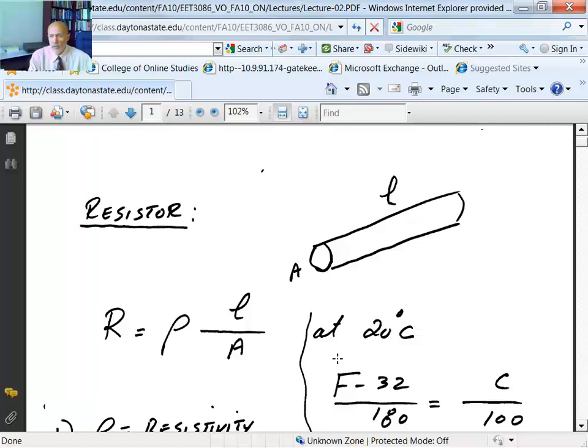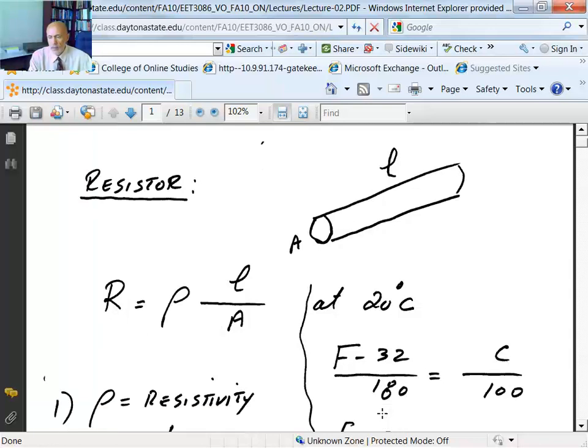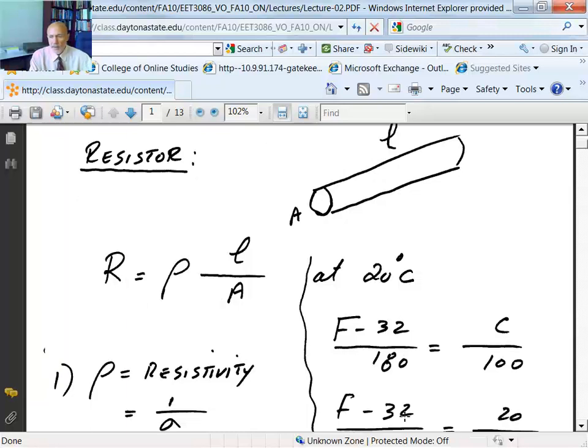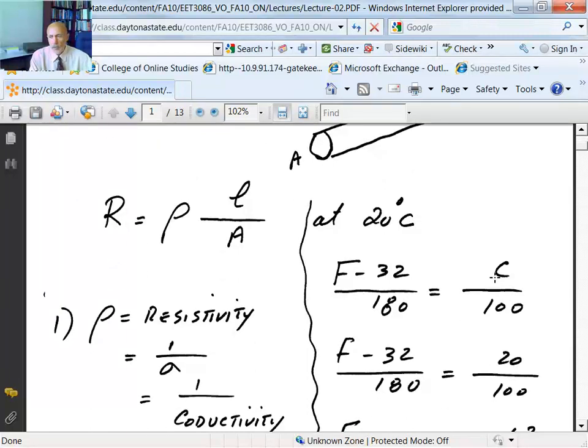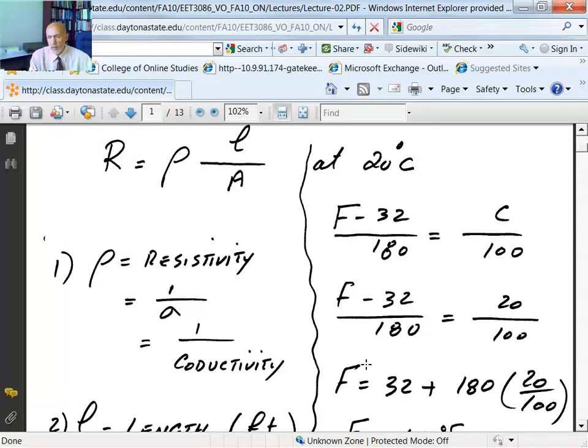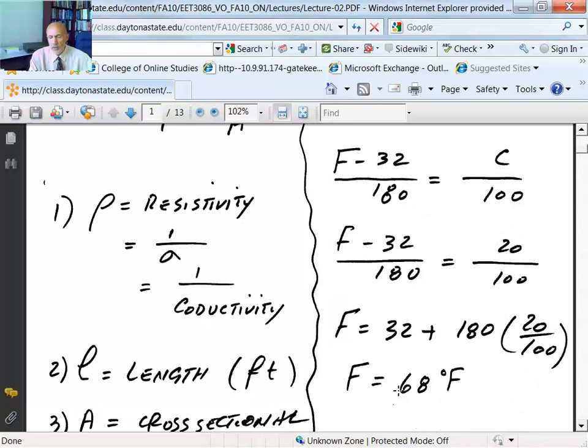If you do the conversion between Fahrenheit and degrees Celsius, if you remember from your physics, the equation is (F minus 32) over 180 is equal to C divided by 100. So if you look at 20 degrees Celsius, you put in 20 degrees and solve this equation for F. It's 180 times 20 divided by 100 plus 32. That gives you about 68 degrees.